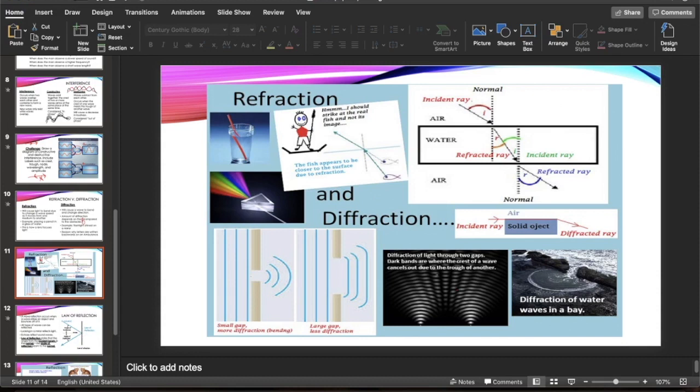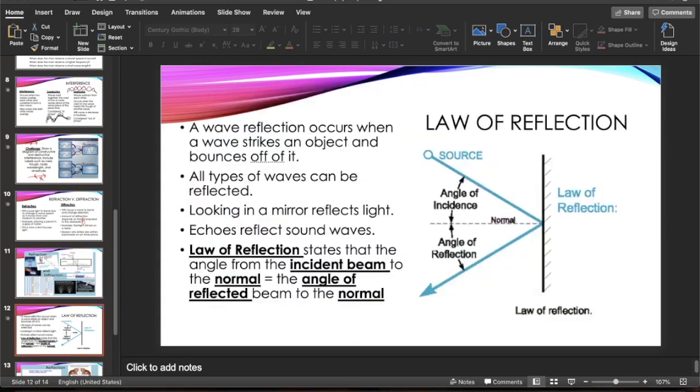Okay. So, diffraction of light through two gaps: the dark bands are where the crest of the wave cancels out due to the trough of another. All right, diffraction of water waves at a bay. Okay, so let's take a look at this one.